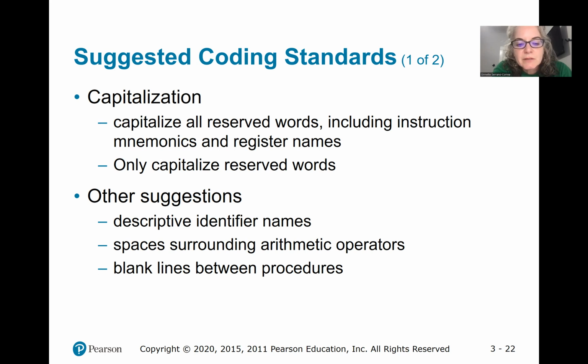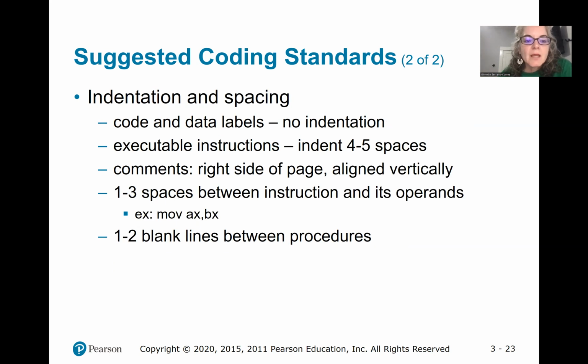Other suggestions: we already talked about descriptive identifier names. So the names of the procedures and the variables and the constants, all of those need to be something descriptive. Let's put spaces around arithmetic operations. So if we're going to say something like 5 times 3, go ahead and put spaces around that. We're going to use blank lines between procedures. So we're not going to scrunch everything up. We're going to indent and have some spacing.